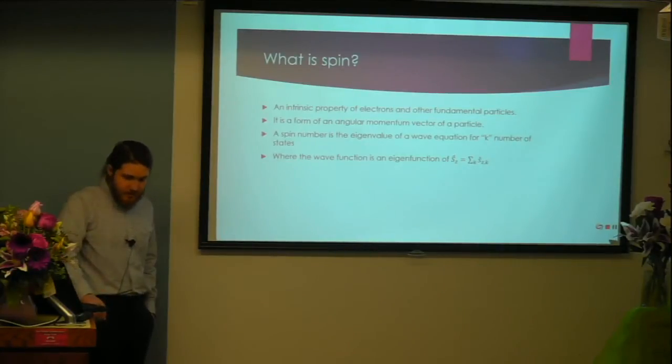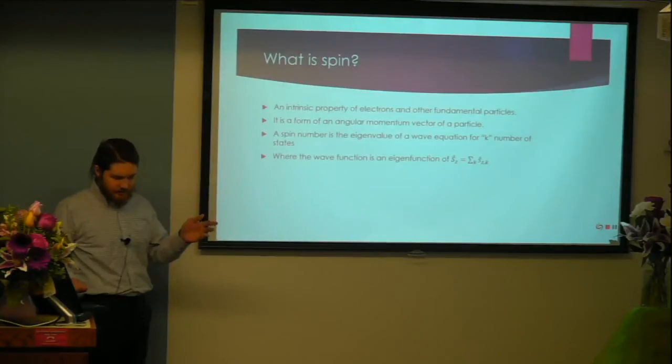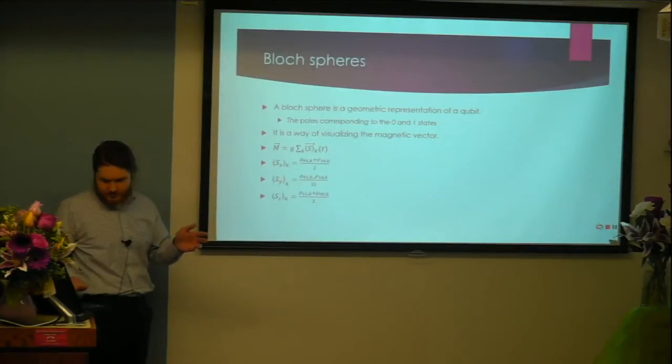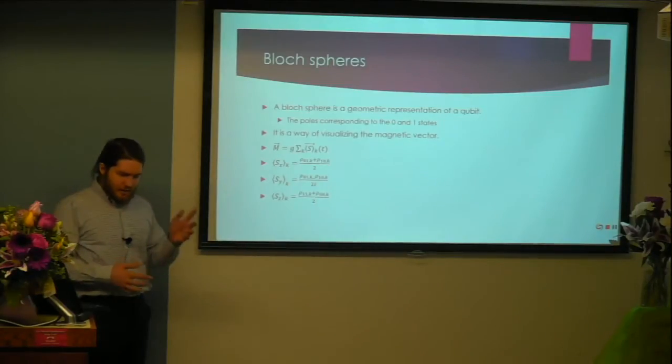Well, specifically, the spin number of an electron is the eigenvalue of a wave equation for the k number of states where the wave function is an eigenfunction of S-hat-z for the summation of k terms of S-hat-z-k. That would basically be the z value for a vector of magnetization. So that allows us to see that they'd be represented by a sphere, basically. That would be a Bloch sphere.